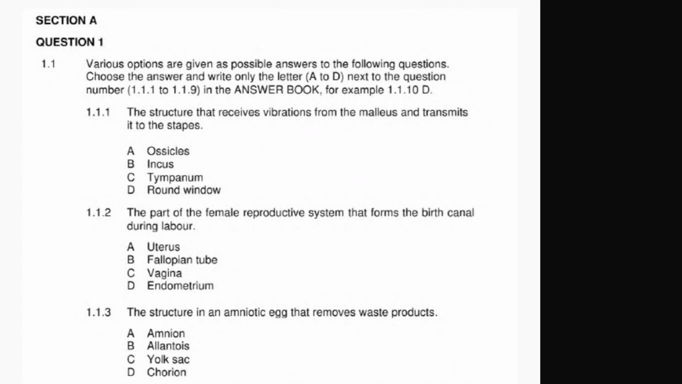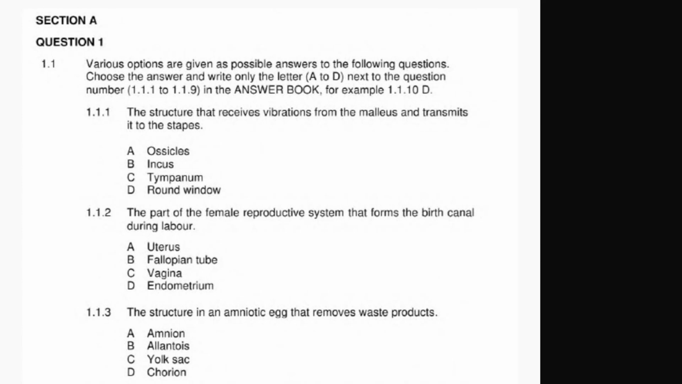For 1.1, they say that various options are given as possible answers to the following questions. Choose the answer and write only the letter A to D next to the question number in the answer book. Right, 1.1.1, the structure that receives vibrations from the malleus and transmit it to the stapes.